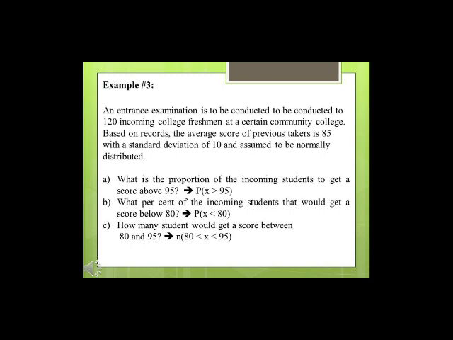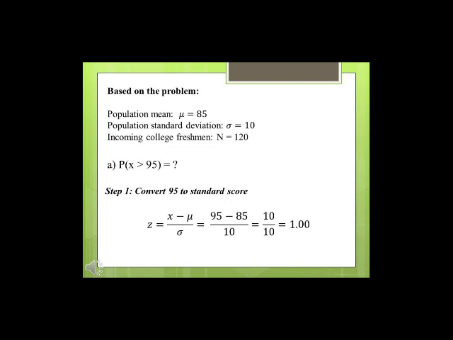The things we are asked in this problem are the following. The first is the proportion of the incoming college freshmen who are expected to score above 95. Second, the proportion of incoming first-year college students who are expected to score below 80. And the third is the number of incoming first-year college students who are expected to score between 80 and 95. As stated in the problem, the population mean is 85, and the population standard deviation is 10. The numbers 85 and 10 are considered population parameters, as they came from the previous records.